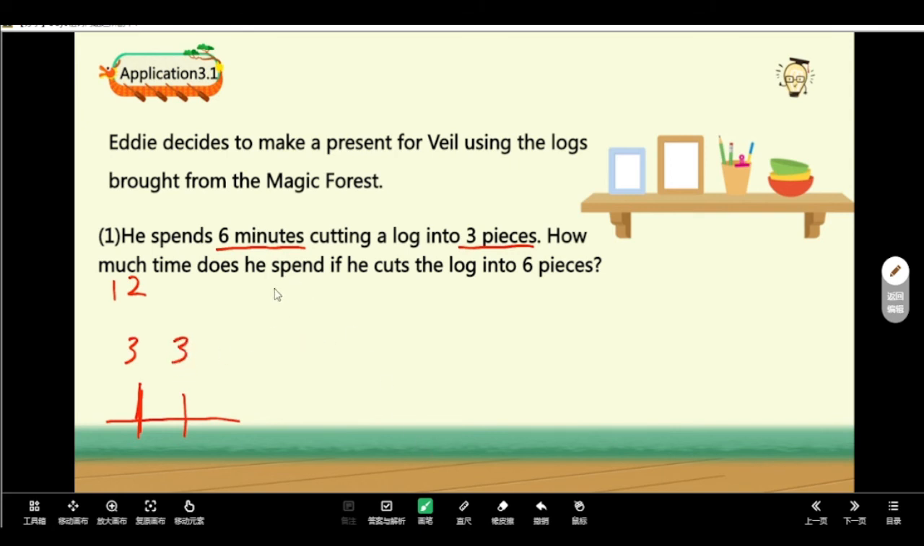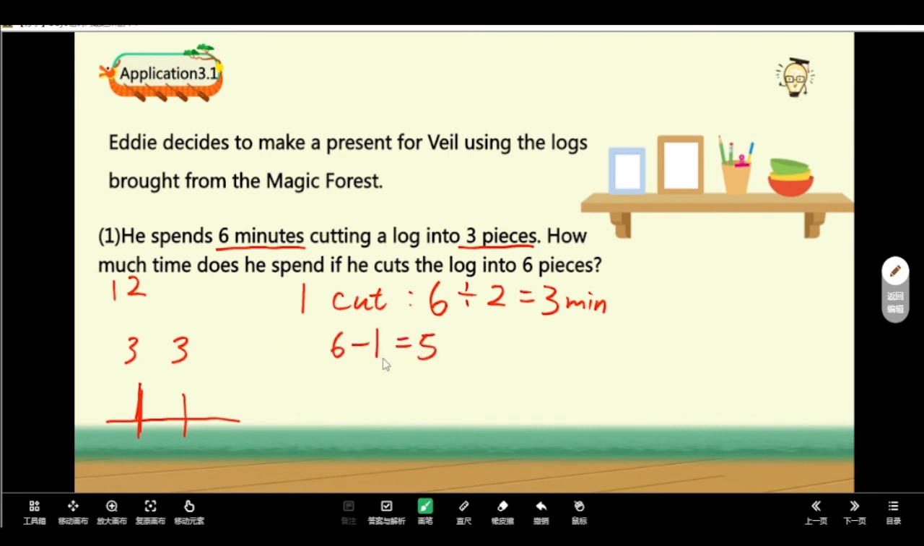So we need to calculate when we have 1 cut. We need to use how much time? 6 divided by 2 equals 3 minutes for 1 cut. And if I need to cut the log into 6 pieces, how many cuts do I need to cut? 5. 6 minus 1 equals 5, right?